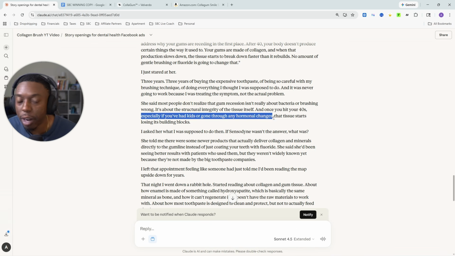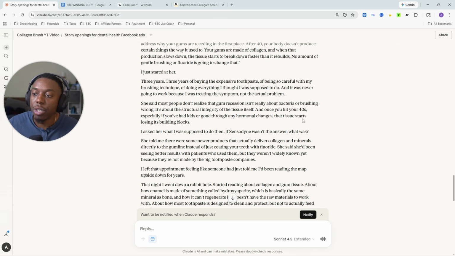So let's pause here. Very important. Who are we speaking to, right? Now, in my awareness level prompting, I'm also looking for specific angles. I focus a lot on angle testing initially. So rather than just talking about a desire or general pain point, I want to speak to a certain type of person. So guess who I'm speaking to? My first angle that I got from the deep research prompt was the people concerned about how their teeth were aging them, and they're women specifically, women with kids. So this is an important characteristic of my target audience, right? It's saying once you hit your 40s, especially if you had kids or gone through hormonal changes, that tissue starts losing its building blocks.